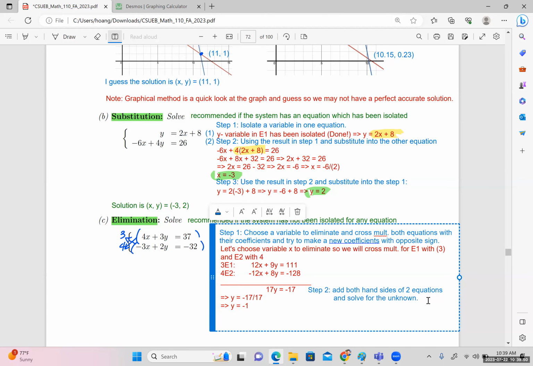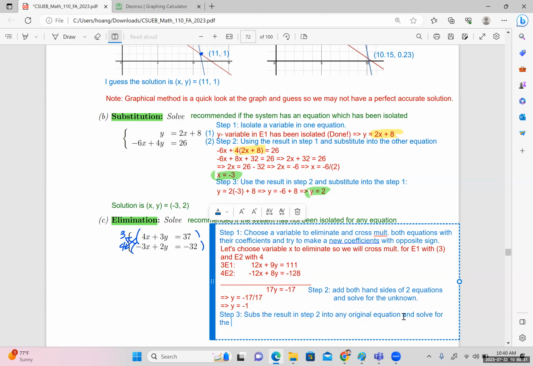Now I'm going to move to step 3. And I say, what am I going to do? Substitute the result in step 2 into any equation, any original equation, and solve for the unknown.